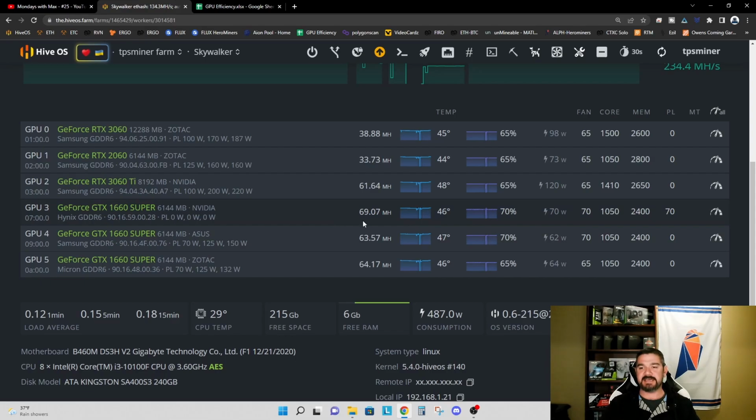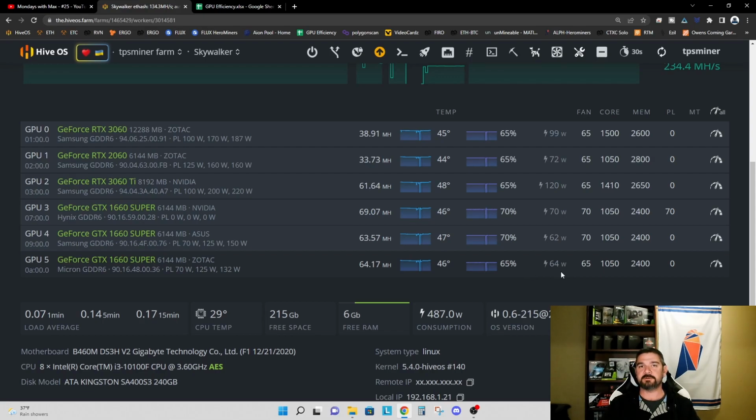Okay, so let's take a look at the hash rates. First, with the BIOS modded ASUS, we're getting 69.07 mega hash at 70 watts in software. The ASUS with Samsung memory, we're getting 63.57 mega hash at 62 watts in the software. And the Zotac with Micron memory, we're getting 64.17 mega hash at 64 watts.